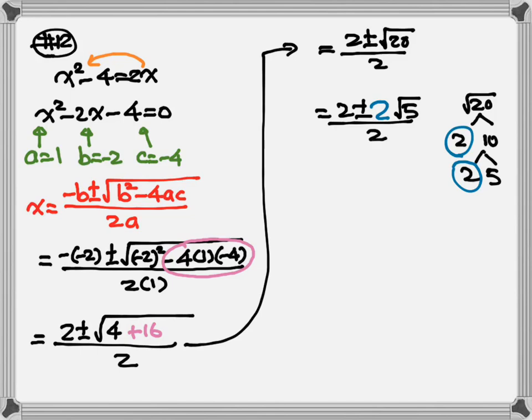Then after that, check the numbers outside. Okay, we have 3 numbers outside. So see what kind of number we can reduce. All 3 are divisible by 2, so we can reduce everything by 2. So it becomes 1 plus minus square root of 5. Then that's our answer. Now, let's look at number 16.